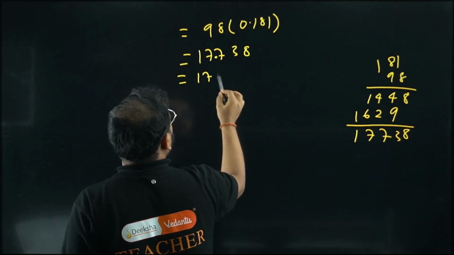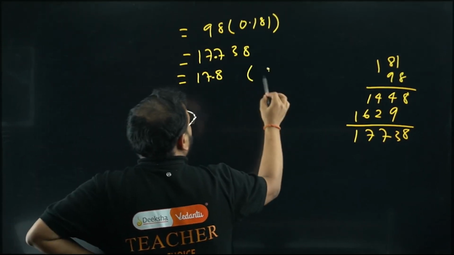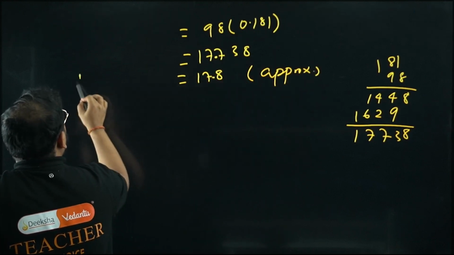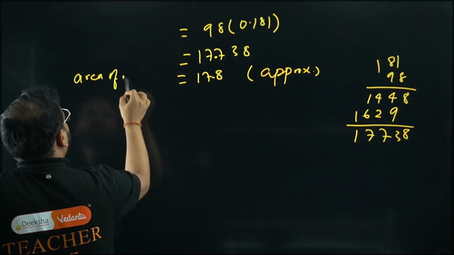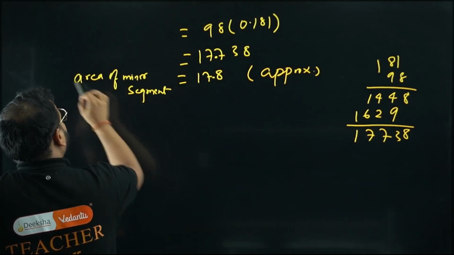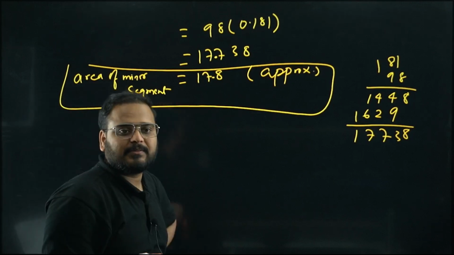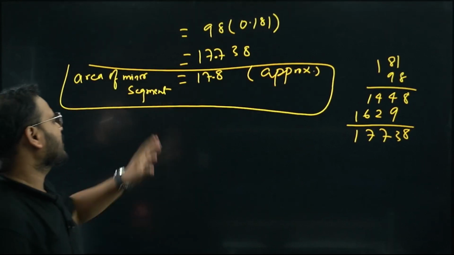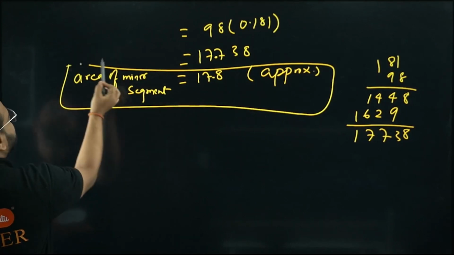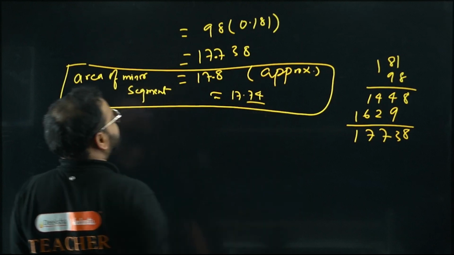17 point. If you check this out, something coming as 8, right? So what is this value? It is going to be an approximate value. This is the area of the minor segment. Please have a look. 17.8 something. 738 is there. 17.74 it should come, but I'm taking it as 17.8. Exactly, his answer is coming as 17.74.